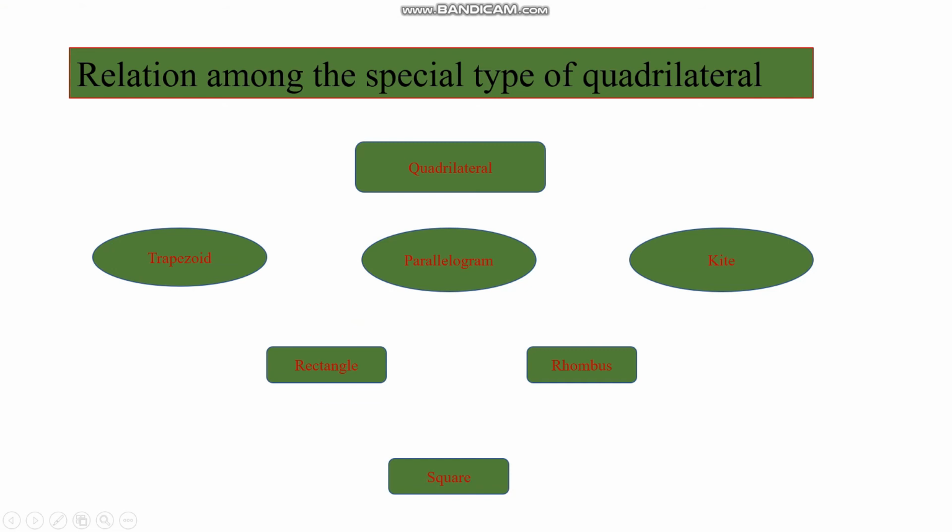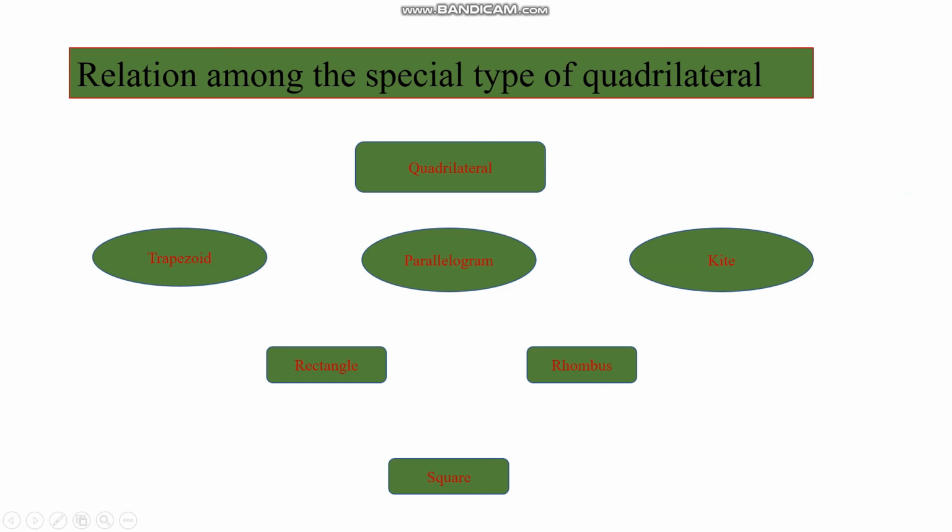Parallelogram is connected to the rectangle, rhombus and square. The property of a parallelogram completely lies in the property of the rectangle. That is why a rectangle is a parallelogram also. Similarly, the property of the parallelogram completely lies in the property of the rhombus. So that is why a rhombus is also a parallelogram. Similarly, for the square, the property of the parallelogram completely lies in the property of the square. That is why a square is also a parallelogram.